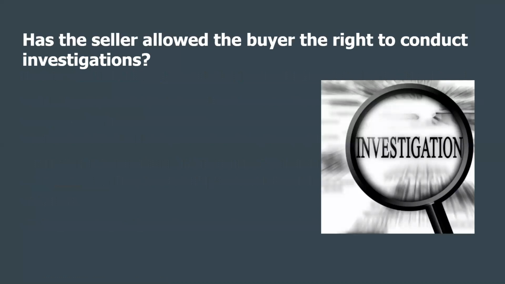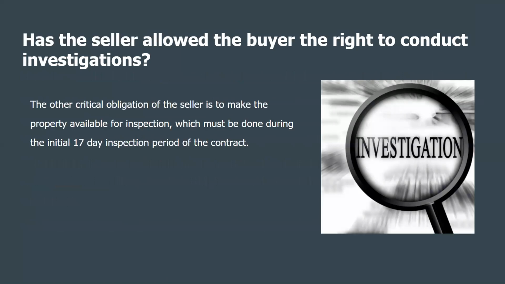Has the seller allowed the buyer the right to conduct investigations? The other critical obligation of the seller is to make the property available for inspection, which must be done during the initial 17-day inspection period of the contract. So if you have a seller who is making it difficult to get in the home and do the inspections, that could potentially make it harder for them to demand notice to perform if they themselves have made it difficult for the buyer to perform.